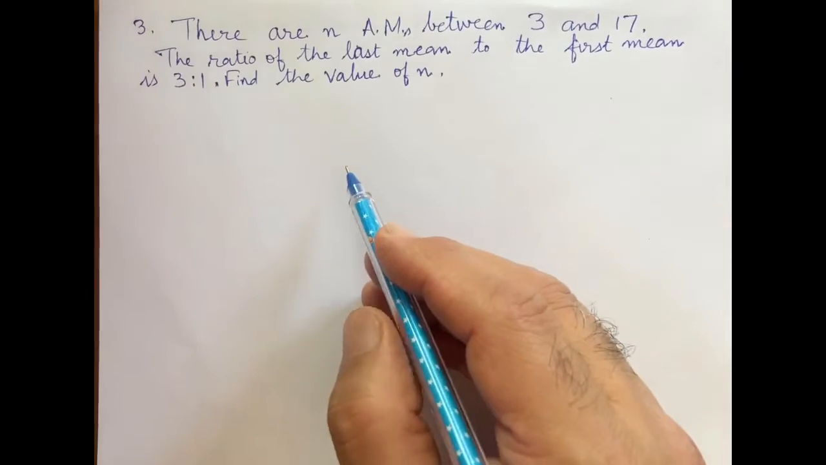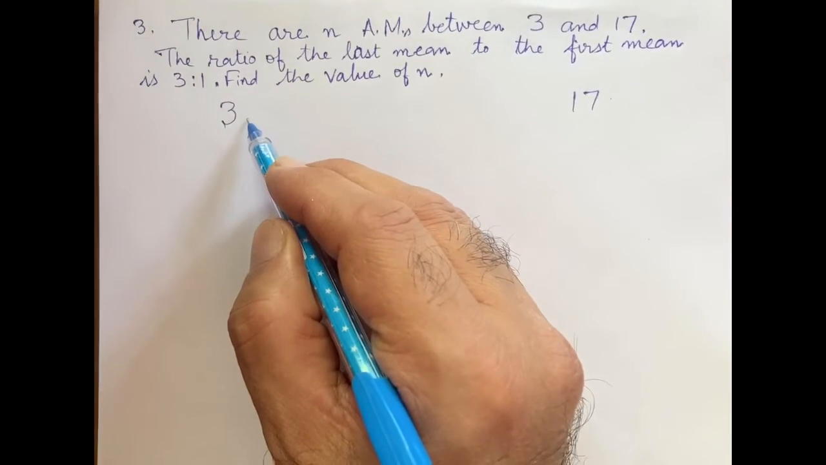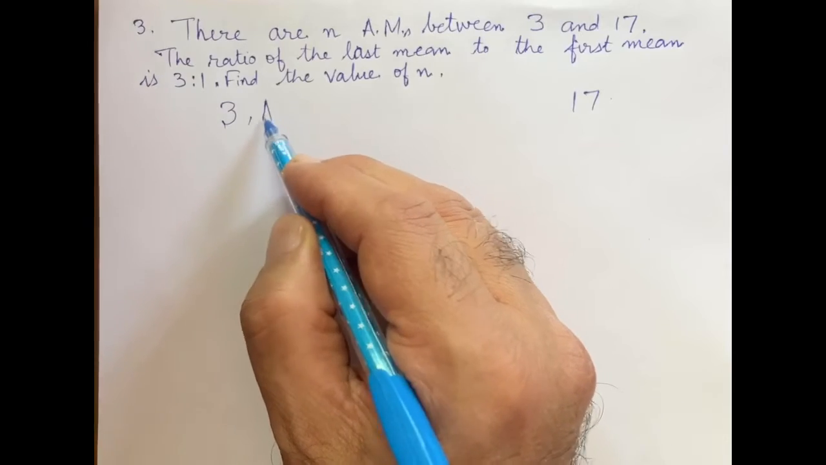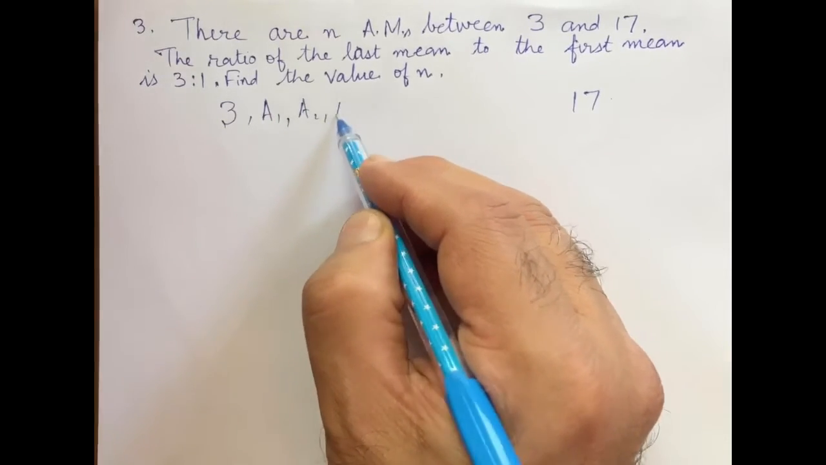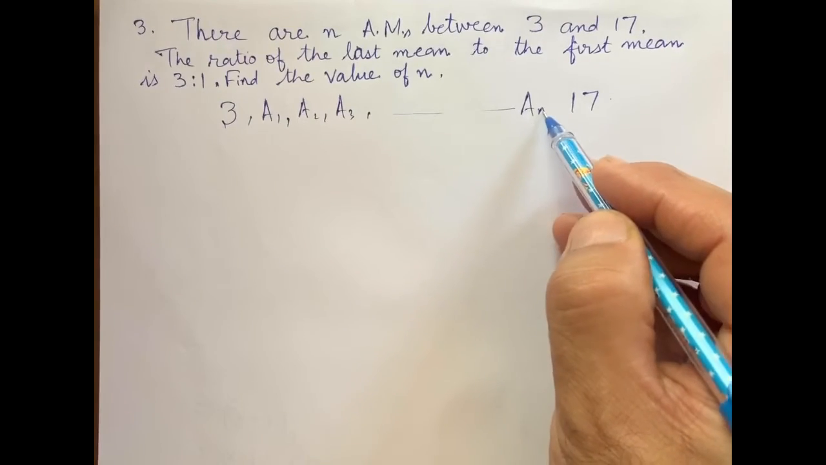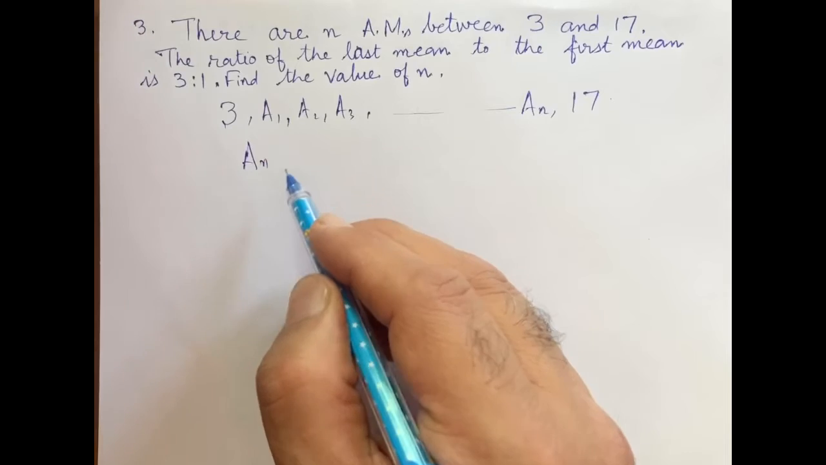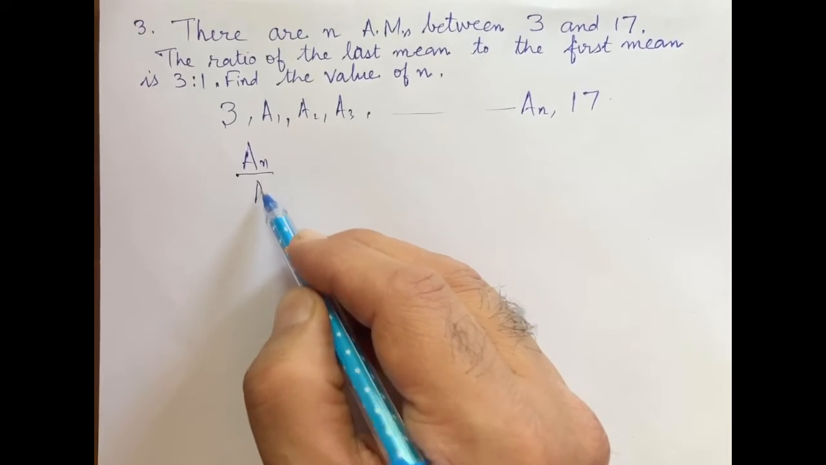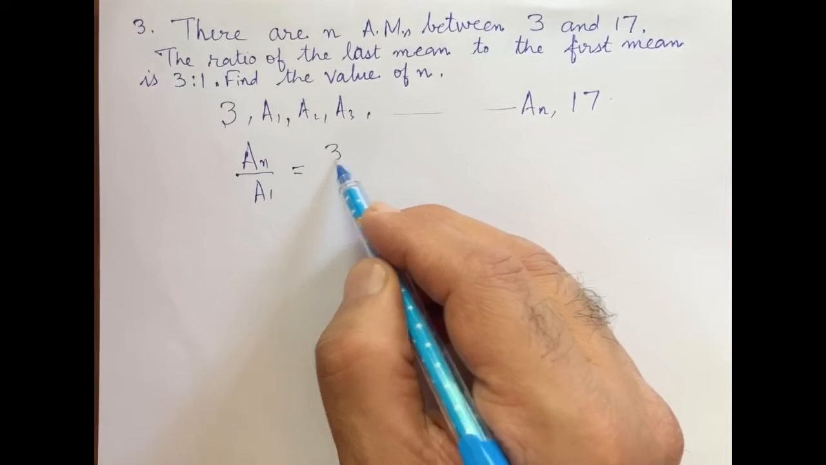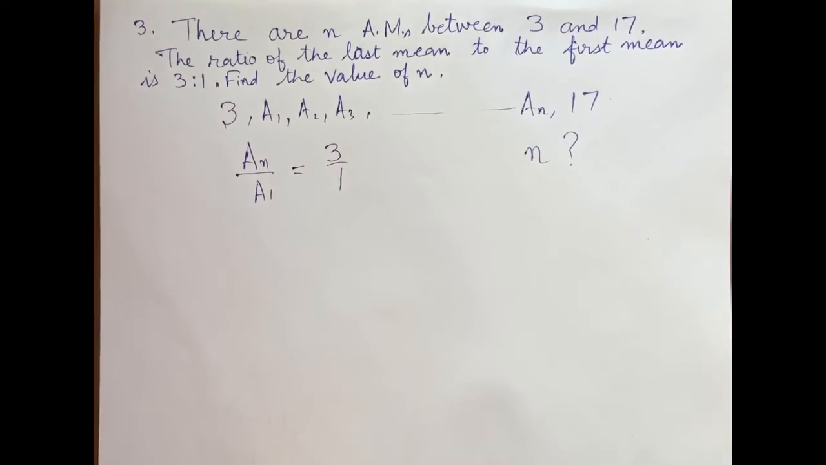Next one, we are given 3 and 17, and there are n arithmetic means a1, a2, a3, and so on, then an. The ratio of the last mean, an, to the first mean, a1, is 3:1. We have to find the value of n. The method remains the same.